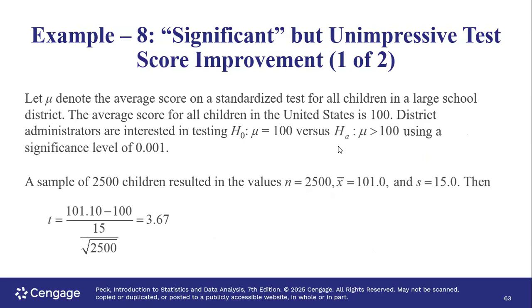Okay. Let mu denote the average score on a standardized test for all children in a large school district. The average score for children in the United States on that standardized test is 100. District administrators are interested in testing the null hypothesis of mu equal to 100 versus the alternate mu greater than 100 using a significance level of 0.001. They collected a sample of 2,500 children: n equal to 2500, sample mean is 101.0, sample standard deviation is 15.0. So it's a right tail test.